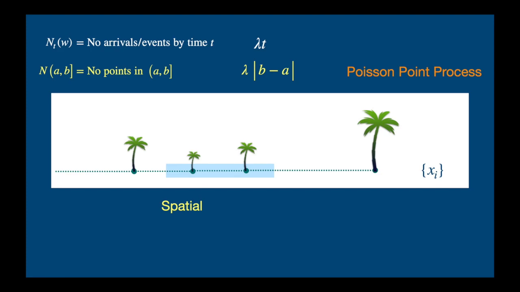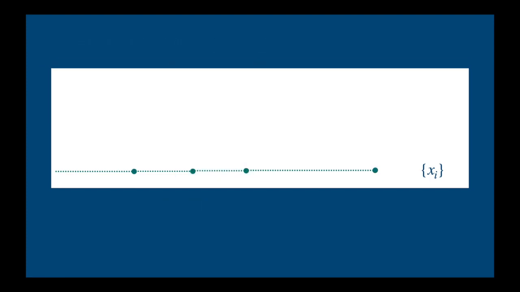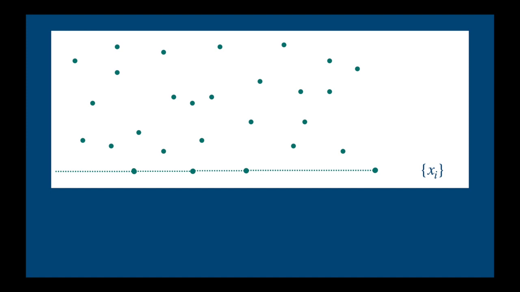So the number of events in this interval will follow a Poisson distribution with parameter equal to lambda times the length of the interval. Now this representation can be easily generalized. We can make it two-dimensional.